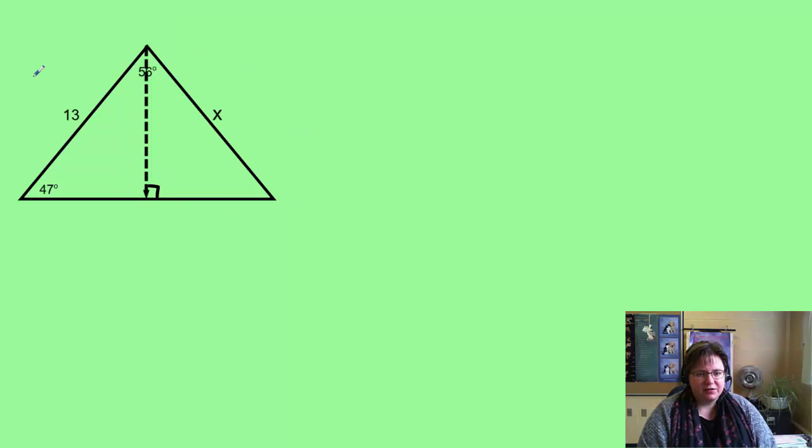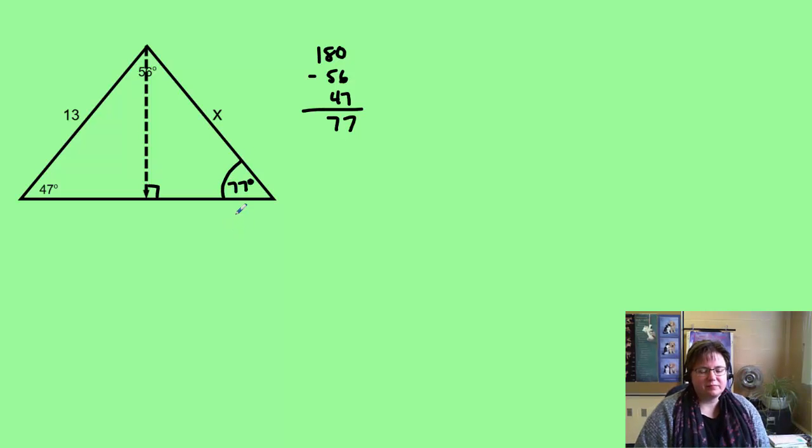In the big triangle, I know that all angles have to add up to 180. So I had a 56 and I had a 47. So if I take 180 minus 56 minus 47, I get 77 as the size of the other angle, which is going to be needed later on.